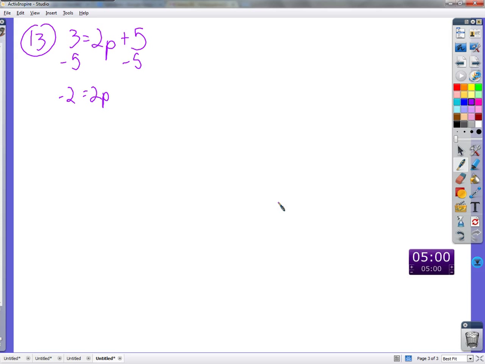Alright, that seems good. Seems like a good move. There's no 5 over here. 5 minus 5 is 0. So 2p plus 0 is just 2p by itself. And now we want p, but we know what 2 times p is. So how do we want half of that? Divide. So we'll divide by 2. Divide by 2, p is negative 1.